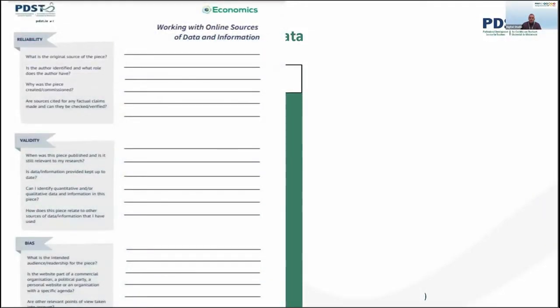This recent PDST economics resource titled Working with Online Sources is designed to scaffold students in the rigorous use of data in terms of reliability, validity and bias. It contains prompt questions under those three headings which students could use in groups or individually to critique whatever sources they may be investigating.